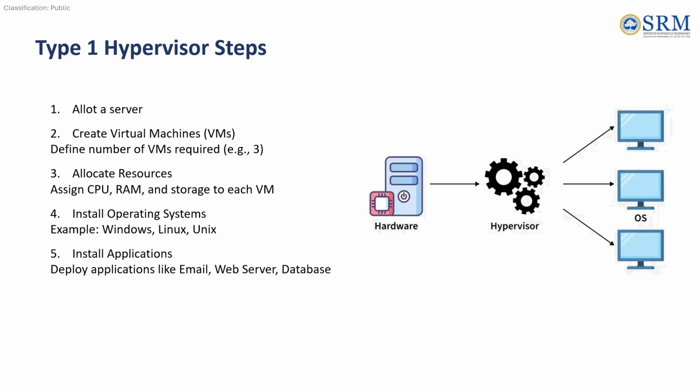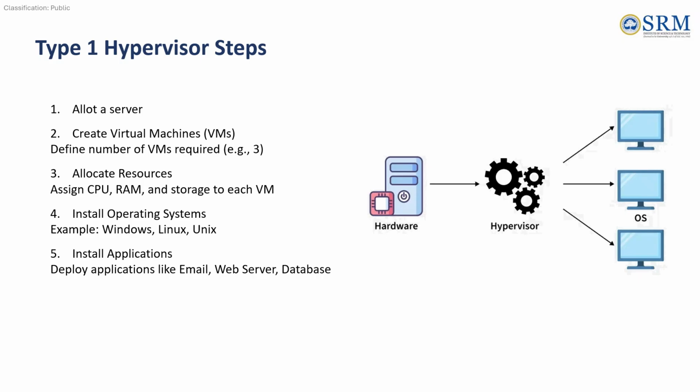This slide explains the basic steps involved in setting up a Type 1 hypervisor environment. First, a physical server is selected. Then, virtual machines are created based on the requirement. After creating the virtual machines, resources such as CPU, RAM, and storage are allocated to each virtual machine. Once the resources are assigned, operating systems like Windows, Linux, or Unix are installed inside the virtual machines. Finally, the required applications such as email servers, web servers, or databases are deployed within those virtual machines.